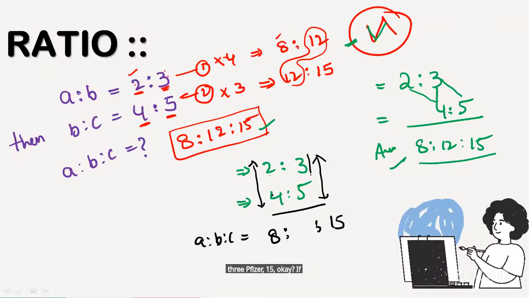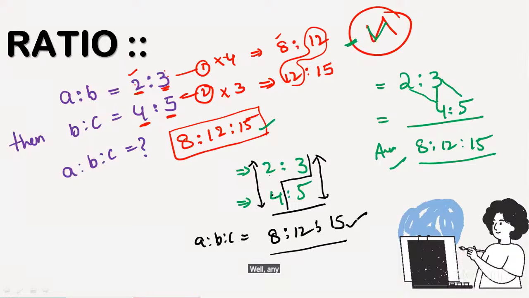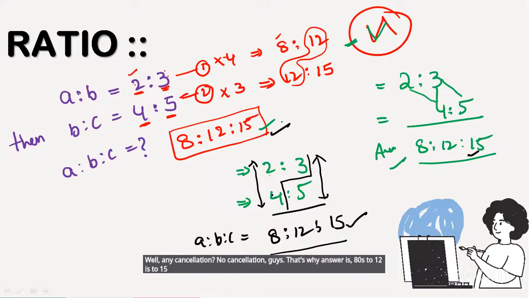If you want to find the B value, multiply these two numbers: 4 3s are 12. Any cancellation? No cancellation. That's why the answer is 8 is to 12 is to 15.